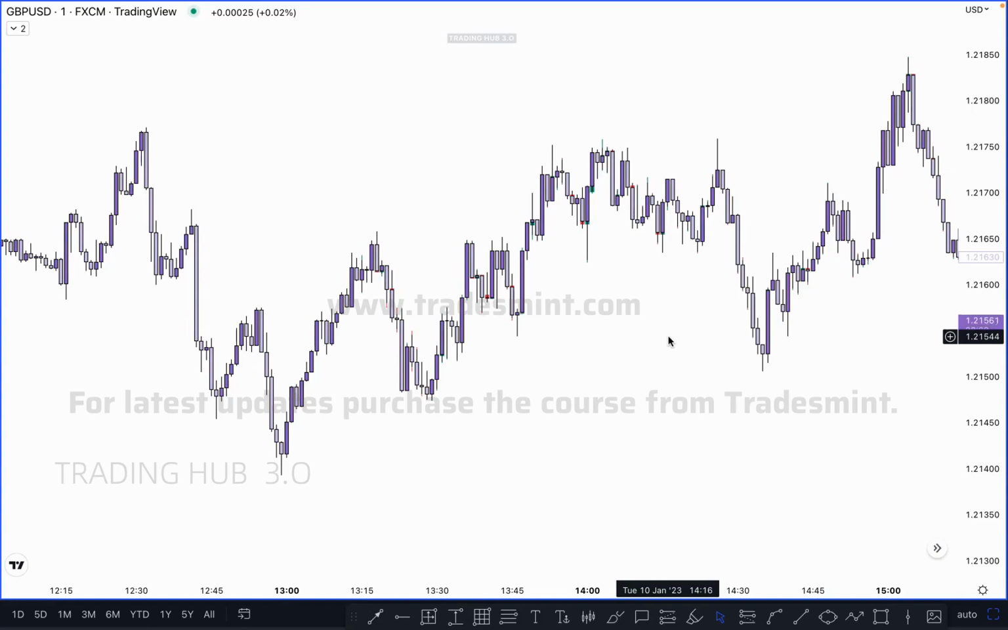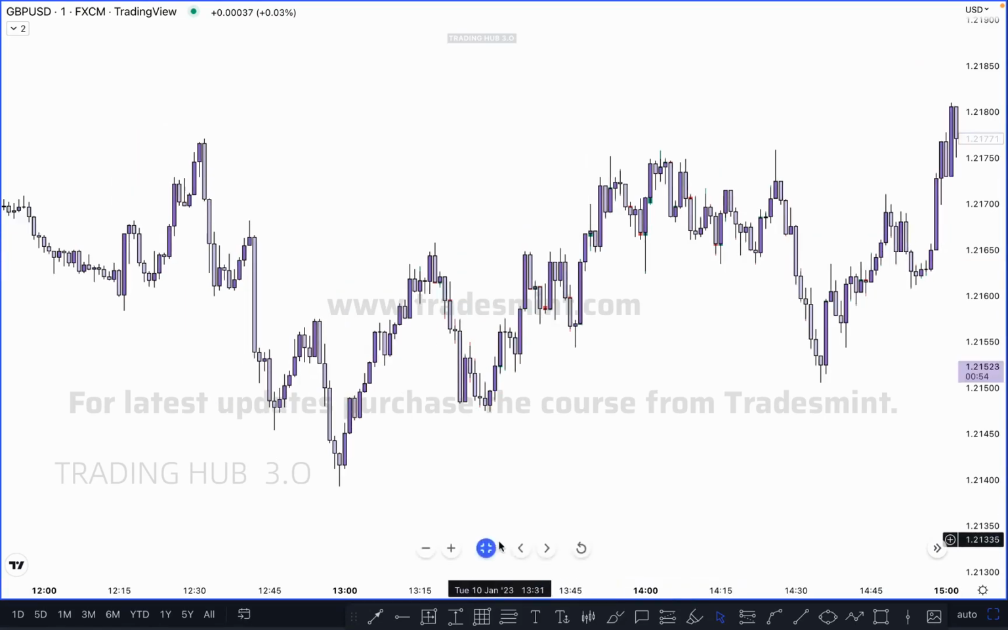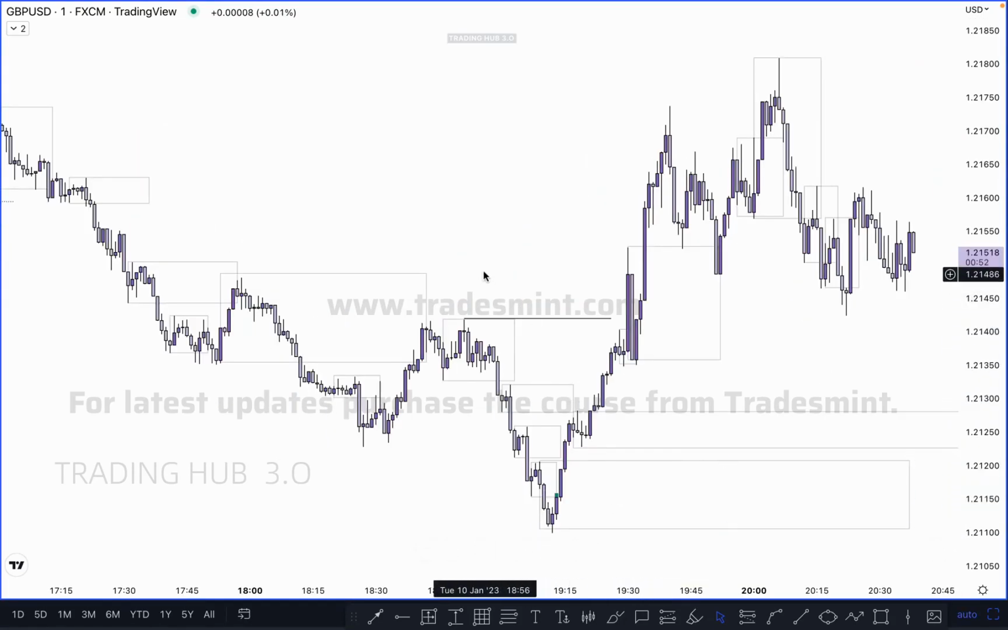Then mark those zones, and then you can react at this place in a lower time frame and then buy or sell as per your plan. So this is a quick way to identify order flow.